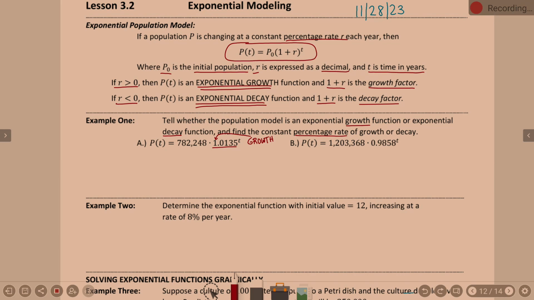Now, I want to rewrite this in the form of this original equation up here. So if I rewrite this, 782,248, and I'm doing this just because we need to be able to identify R. Right now, we don't have R. But if we look at this original function, raised to the power of T is 1 plus R. How could I rewrite this? This is going to be 1 plus what? 0.